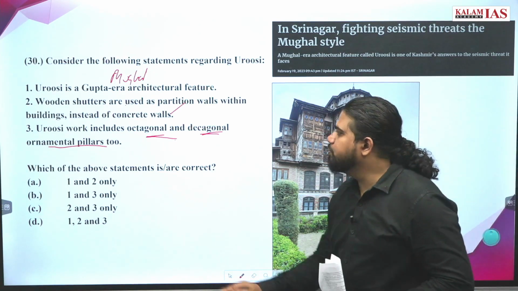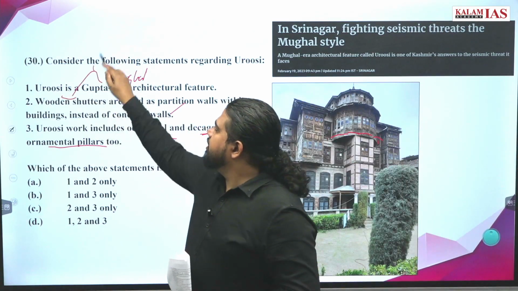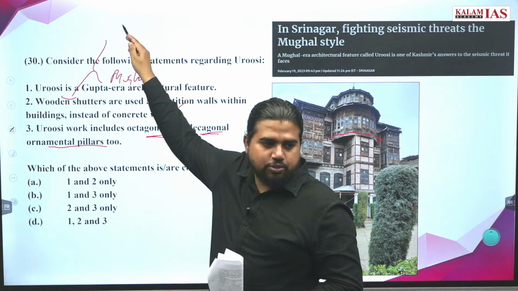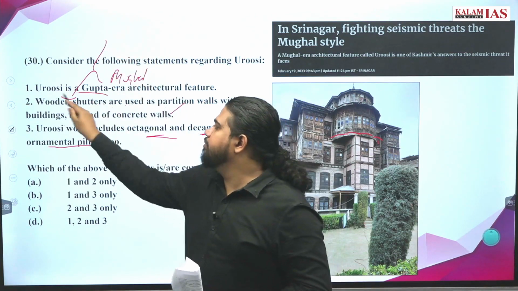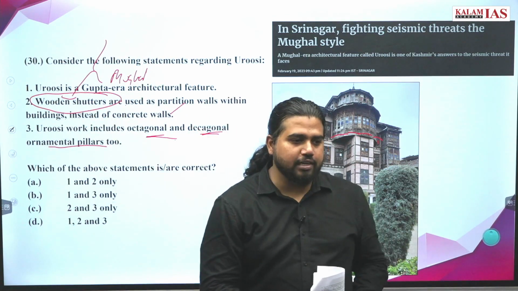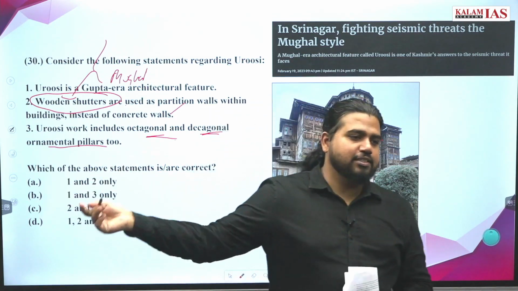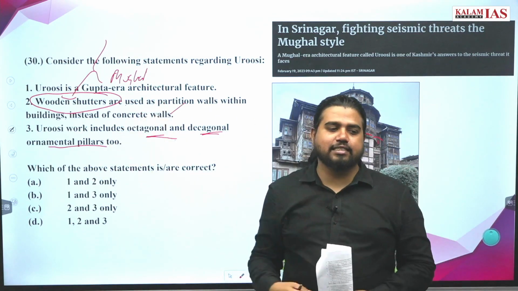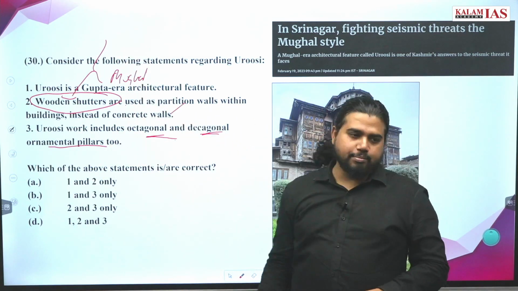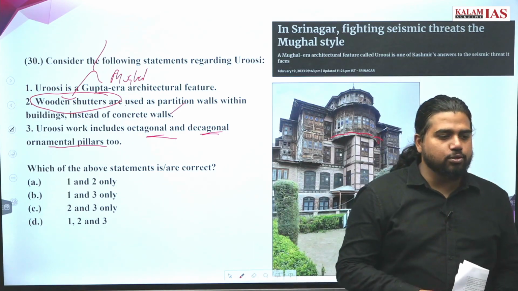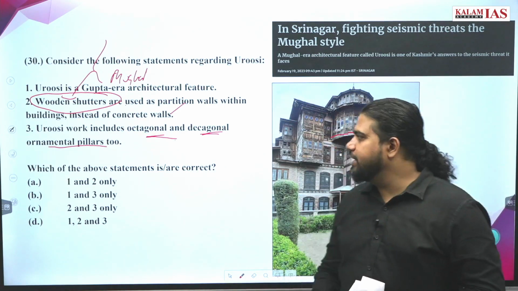If it was a Gupta era feature, the Gupta era is around the 4th century, 5th century AD. So during this time, wooden shutters may not have survived till now. So if an architectural feature has wooden shutters as a characteristic feature, that cannot be that old. It should be 400, 500 years old. You can eliminate with that technique also.